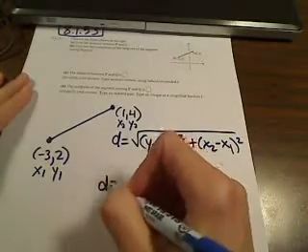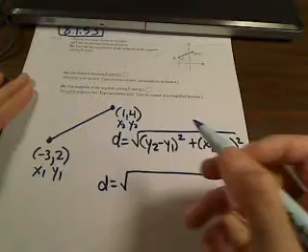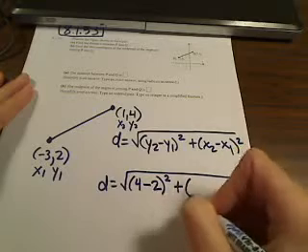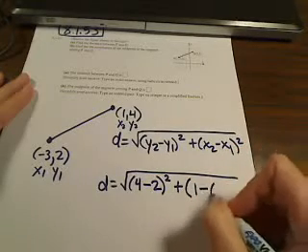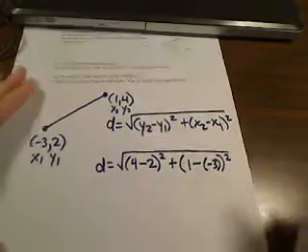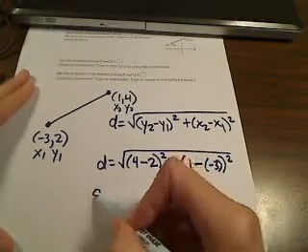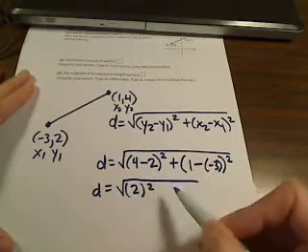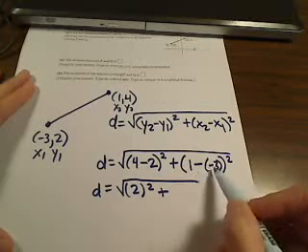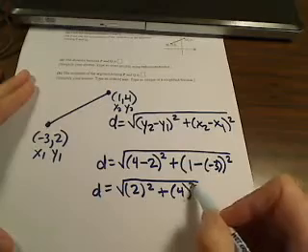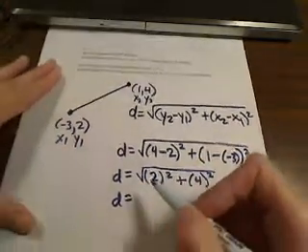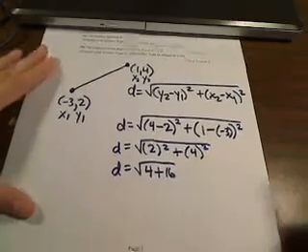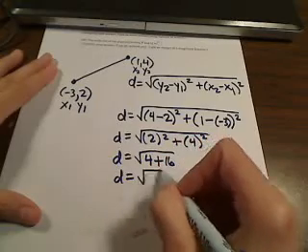then we can plug these into this formula, and we have the distance equaling y2 is 4 minus y1 is 2 squared, plus x2 is 1 minus x1, which is negative 3, squared. All right, so the distance here ends up being the square root of 2 squared, plus 1 minus a negative 3, which is 1 plus 3, so this becomes 4 squared. So this is the square root of 4 plus 16, so we end up with the distance being the square root of 20.